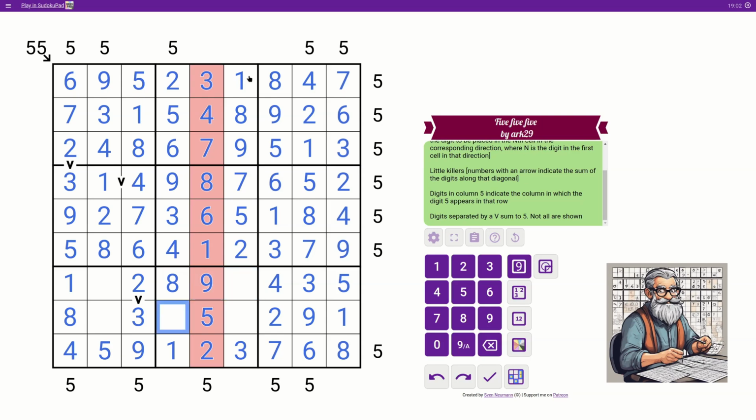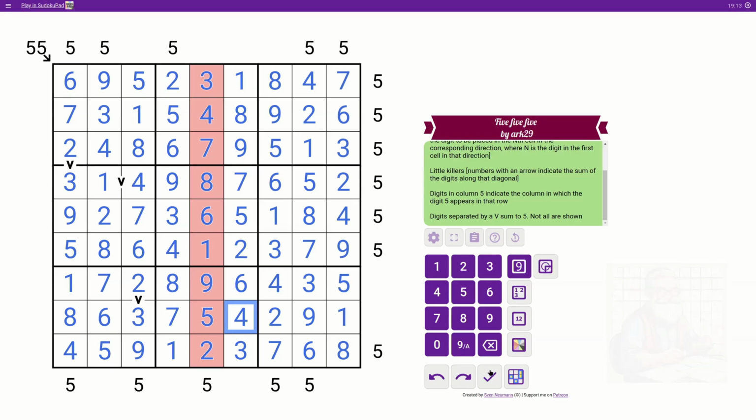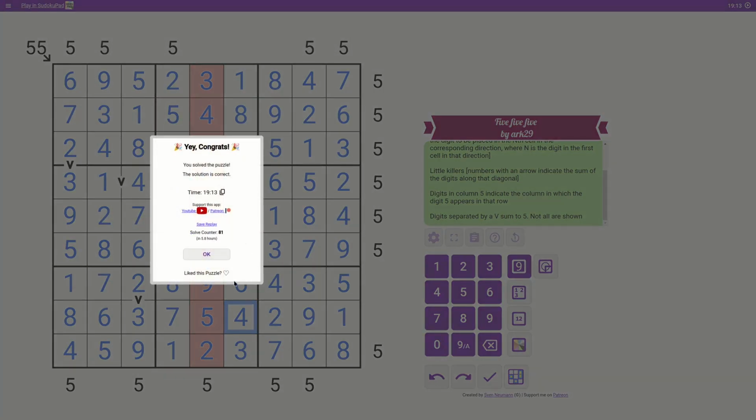That looks to be going well. I hope that it's correct. Right. Moment of truth. Yay. That was actually quite nice.